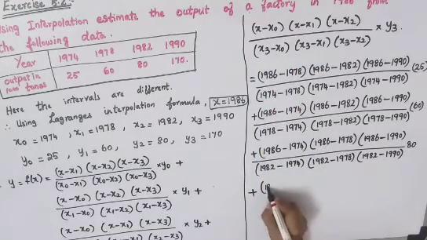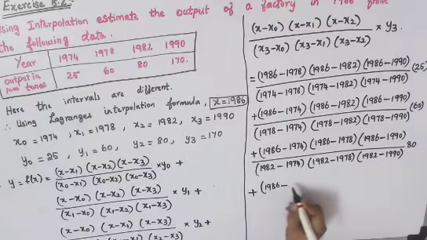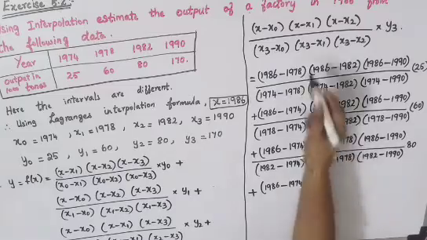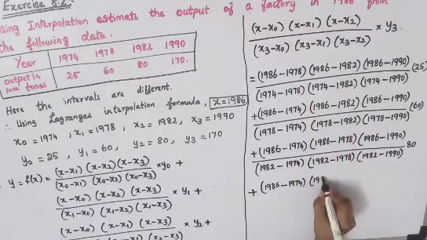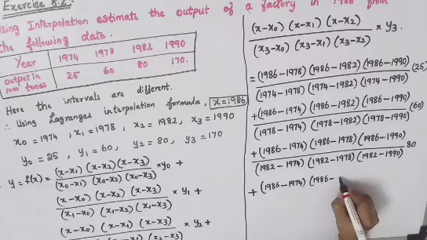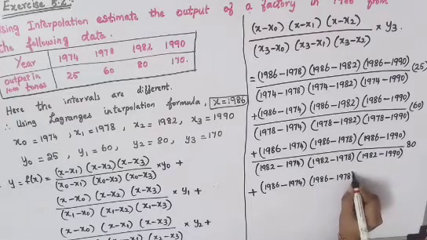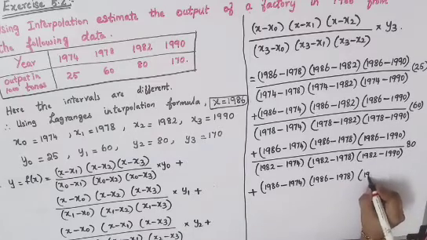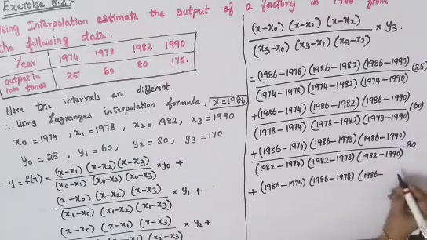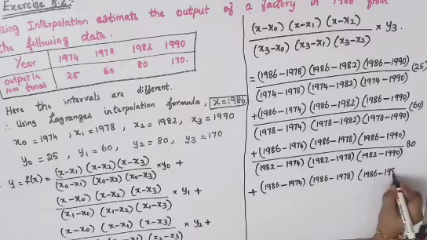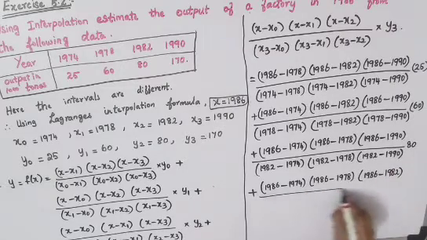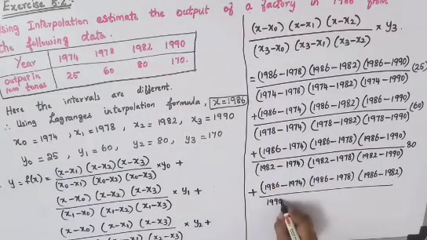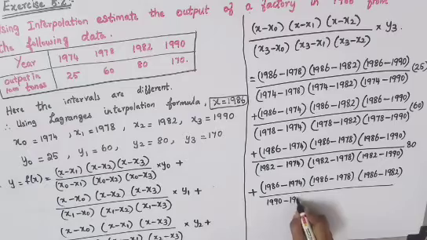So x is 1986 minus x0 is 1974. The next one is x minus x1. So 1986 minus x1 is 1978 into x minus x2. So x is 1986 minus x2 is 1982 divided by x3 minus x0. So 1990 minus x0 is 1974.